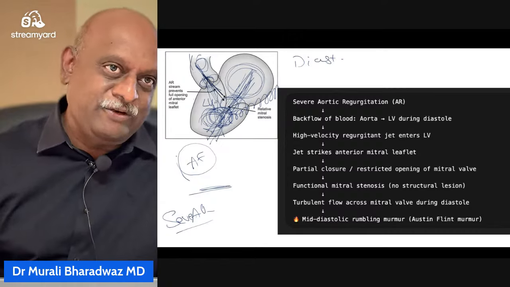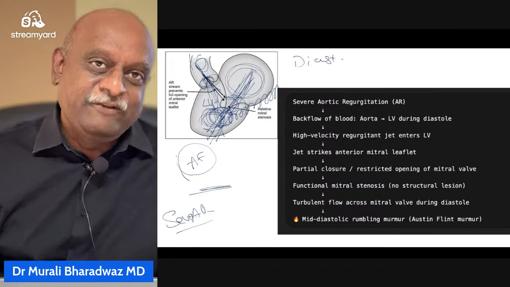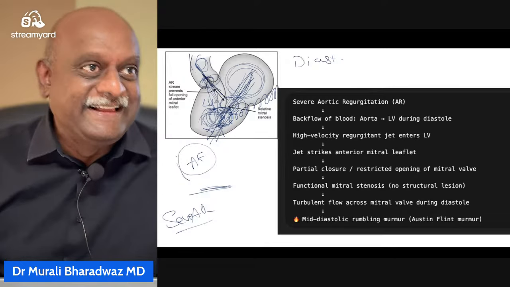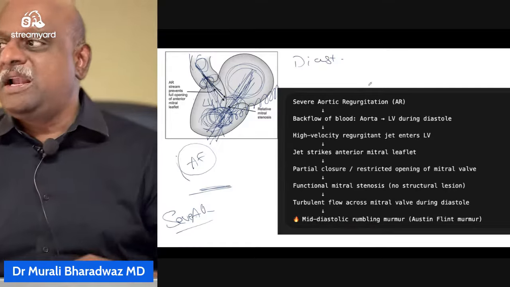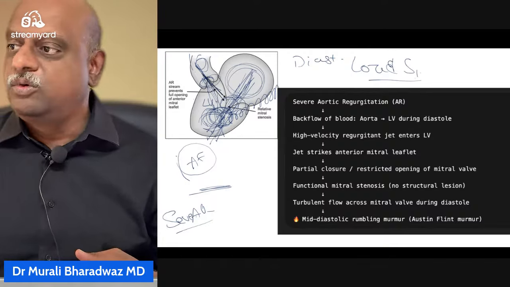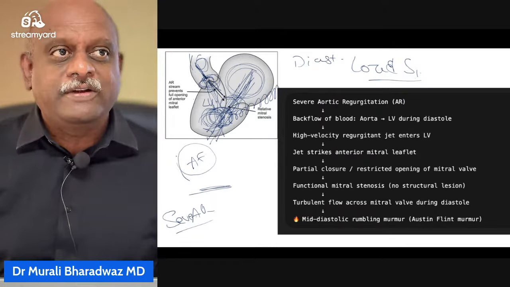Already the PG told me that it is AR, not MS. Huh? If you don't know, you also go and ask the PG. You won't tell that, no? You will tell. Third, MS will lead to a loud S1, which is not seen in AR. Then what will the examiner say?